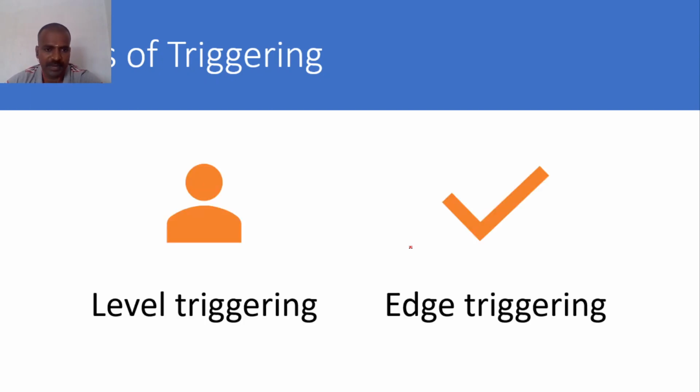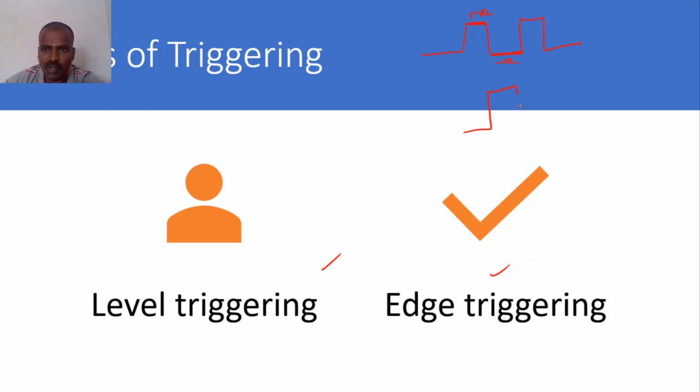Fine. So types of triggering. There are two types of triggering: one is level triggering, another one is edge triggering. Let me explain. In the clock pulse, see, this is called a level, and this is also called a level. Level means it is the same position. This is a positive level and this is a negative level. Let me explain in detail in the next slides.